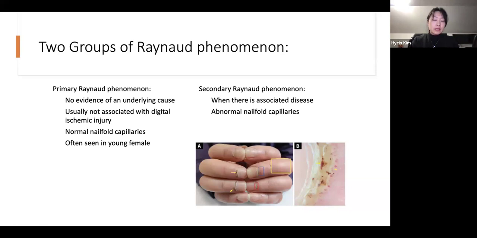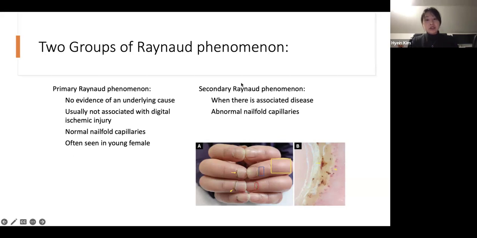Those are normal in these patients, and it's usually not associated with digital ischemic injuries. So the primary Raynaud patients don't usually have the ulcers or gangrene or that sort of thing. Most often it's a bit annoying for these patients because it happens in the cold and limits their activities outside in the cold, skiing and that sort of thing. But it doesn't usually lead to ischemic injuries, and it's usually not associated with any underlying disorder that needs to be treated.